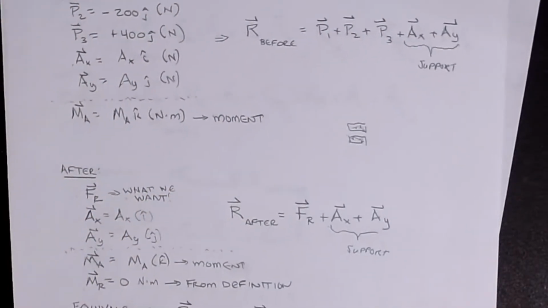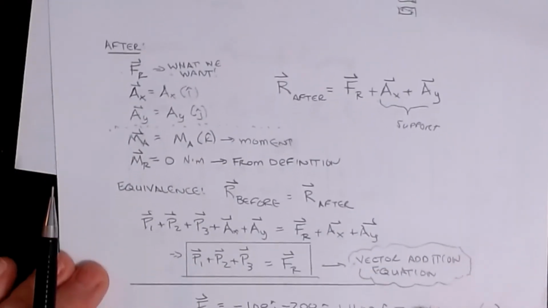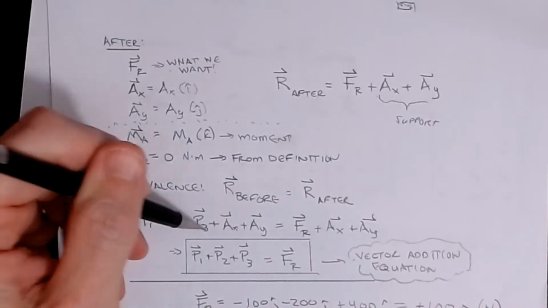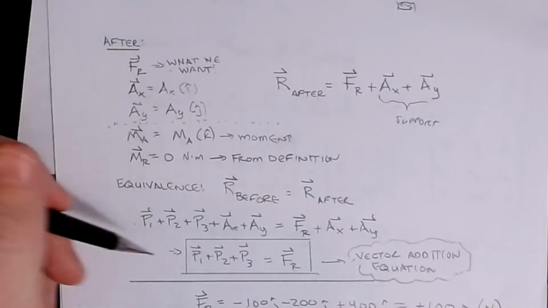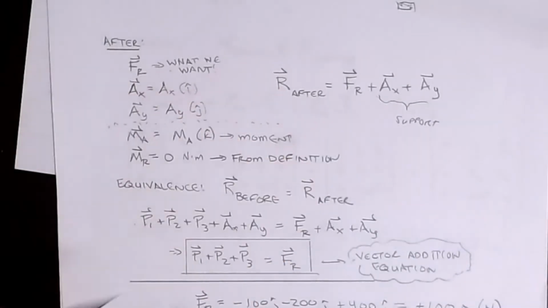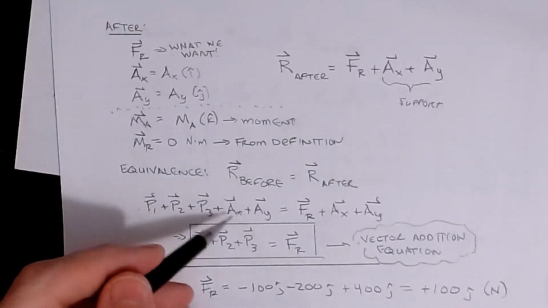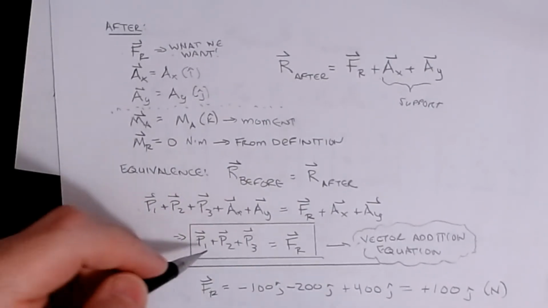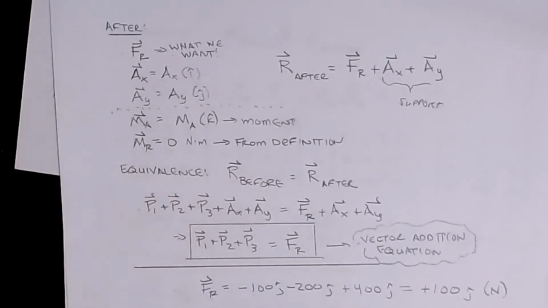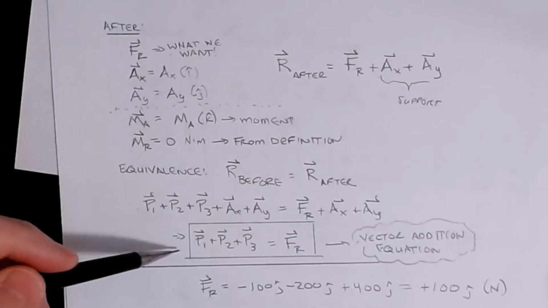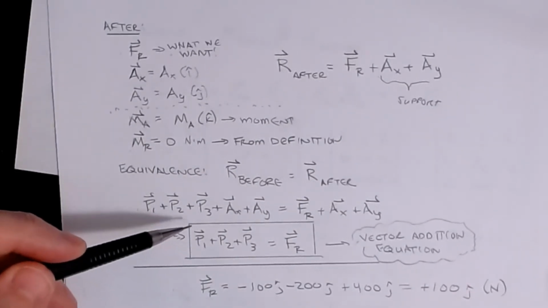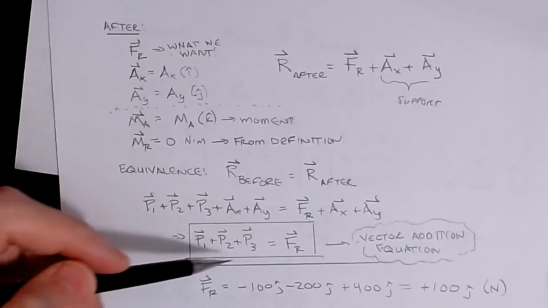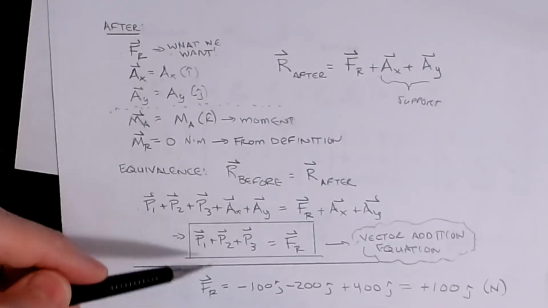And so my final equation from writing before equals after, here's the whole thing: P1, P2, P3, AX, AY all added together, and FR, AX, AY all added together. Well, the AXs and AYs, I can cancel those. My equation is that the resultant force is P1, P2, P3. This is the way most textbooks will write it. They'll say that we find the resultant of all of the applied forces, but most of them don't do a vector-based approach, but it will work.